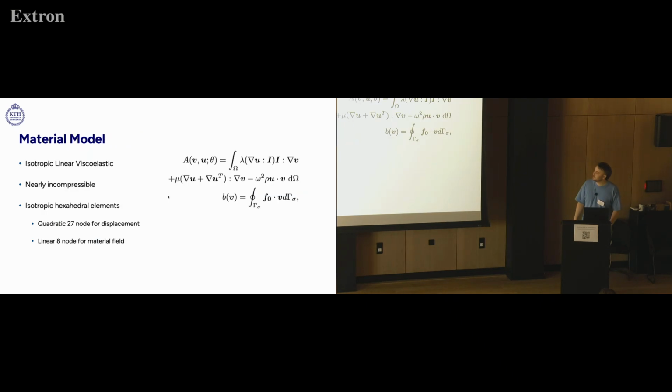The material model is not that exciting. It's just isotropic linear viscoelastic. It's nearly incompressible. And since it's from MRI data, we generally use isotropic hexahedral elements. It's quadratic for the displacement and linear for the material field.